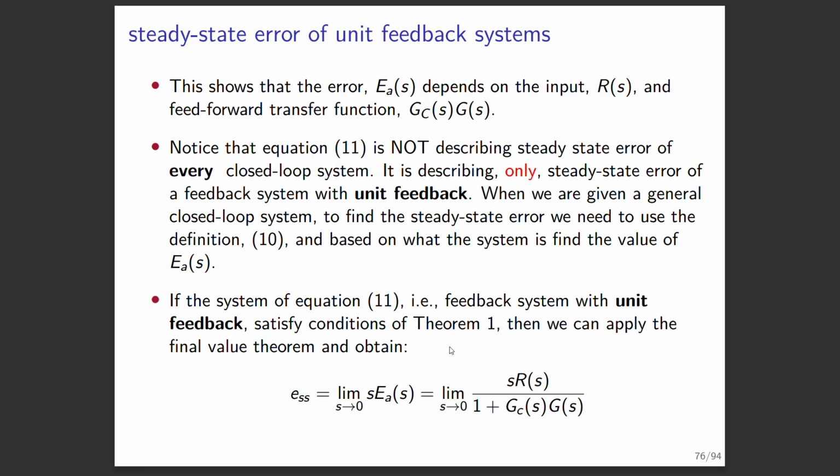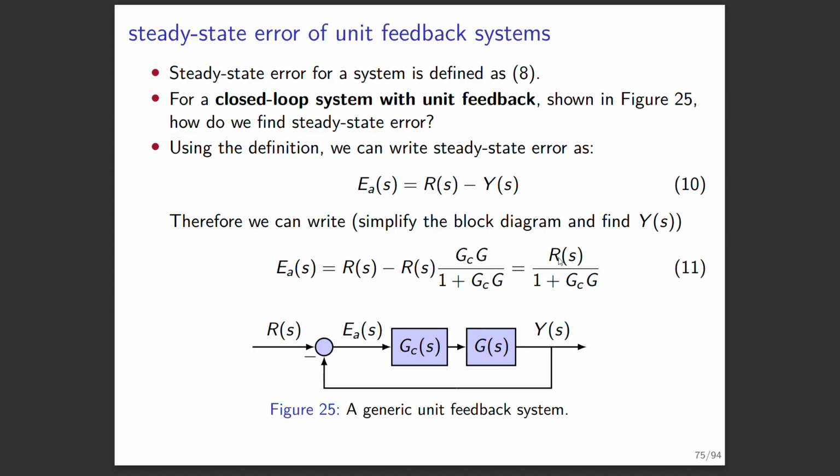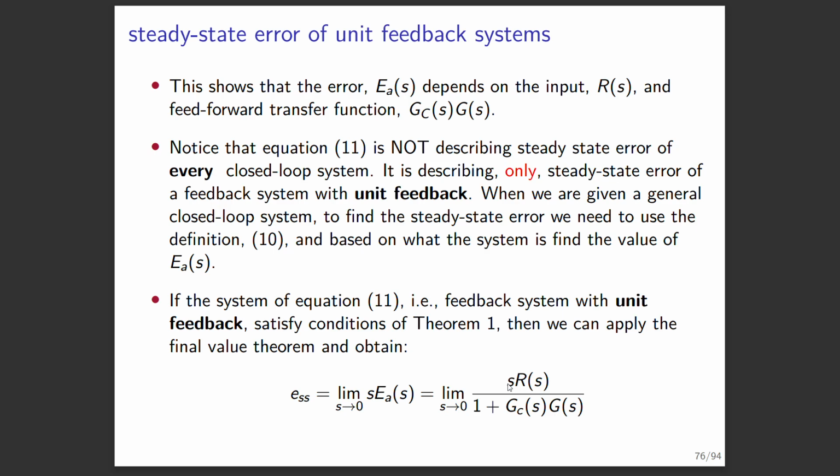If the feedback system with unit feedback satisfies the specified conditions for the final value theorem, then we can use the final value theorem, right? So here we can use the final value theorem, which means that I should multiply this by an s and then take the limit when s goes to 0, and that would be equal to the steady-state error.